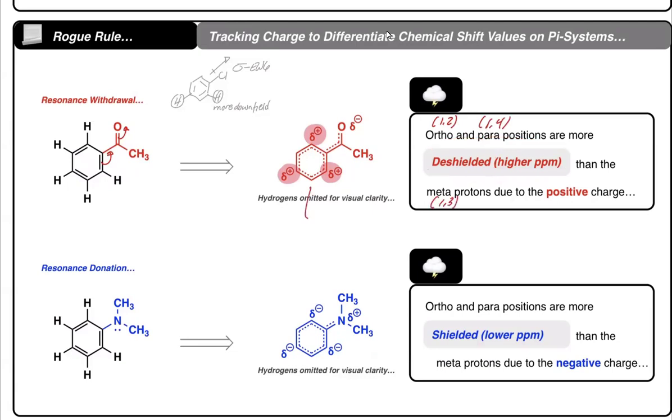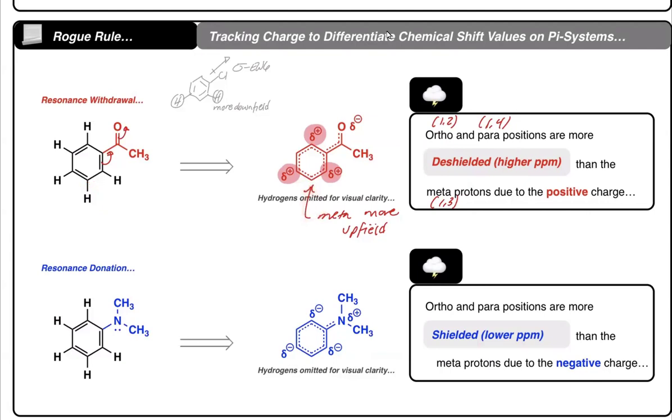Kind of a funky idea, but we'd say because the meta position is not getting that positivity, the meta is going to be more upfield than the ortho and the para positions. In other words, the para position, which is further away, is more de-shielded than the meta position. Okay, I'm going to repeat that one more time. Because the positivity lands at the para position, I would say that the para proton is more de-shielded and appears more downfield than the one at the meta position, which is technically closer. But at the meta position, we are not receiving the positivity, and therefore there's less de-shielding.